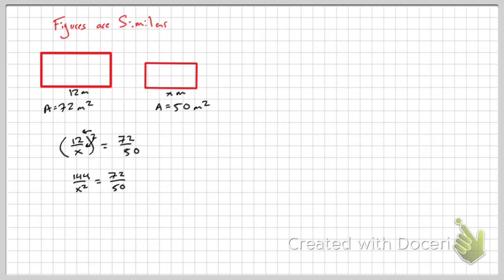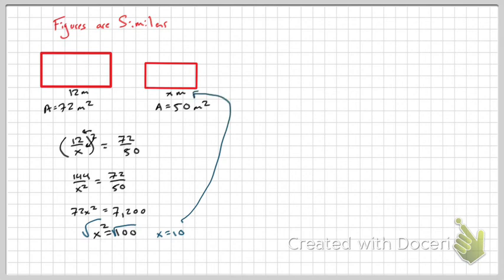Once we get to this point, we're just going to cross multiply. So I get 72x squared equals 144 times 50, which is 7,200. Divide both sides by 72. So then I get x squared equals 100. Last step is take the square root. So x equals 10. So that missing side length for that shape was 10.